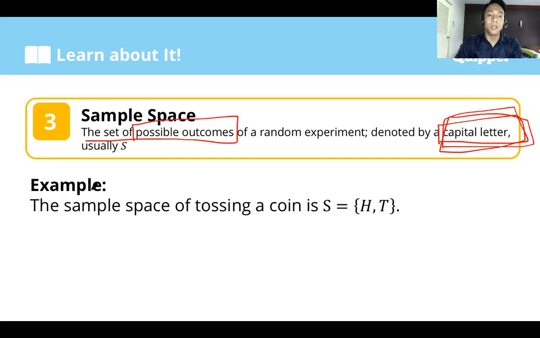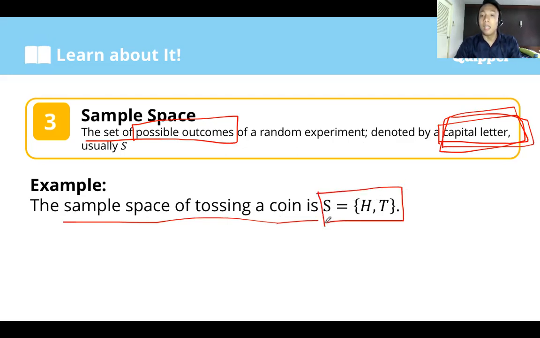For example, the sample space of tossing a coin is S equals H, T. Ano yung HT na yan? We have head and then tail. Again, head, tail. Ano yung S na yan?